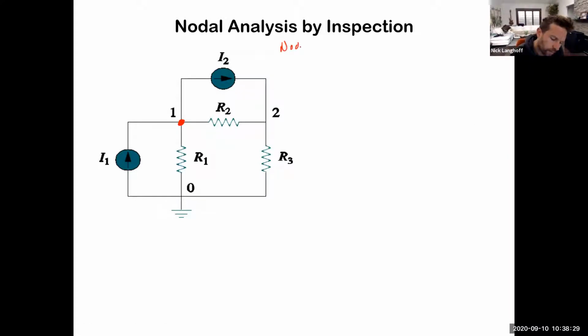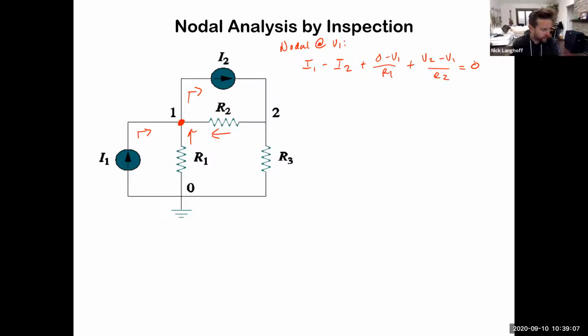Okay, so we're going to do a nodal equation at V1. All right, so we get an I1 coming in, an I2 going out. So this is I1 minus I2 plus (0 minus V1), that's the current going through this, over R1, plus (V2 minus V1), that's the current going through this one, over R2, is all equal to 0.